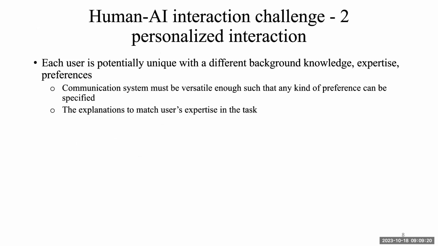Now, another challenge which is often overlooked in human-AI interaction is personalized interactions. Now, each user is potentially different with some unique background knowledge, expertise, and preferences. The communication system must be versatile enough that any kind of preferences could be specified to the agent. Finally, the explanations themselves should match the user's level of expertise in the task.